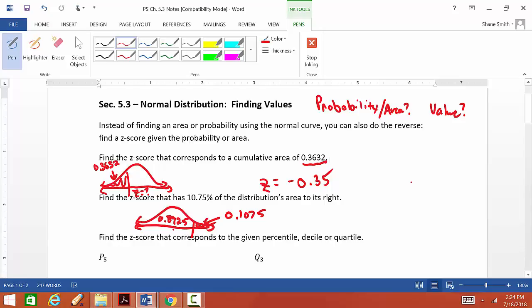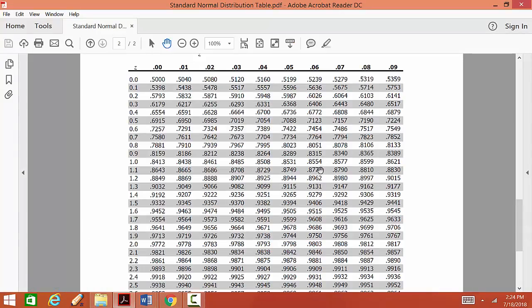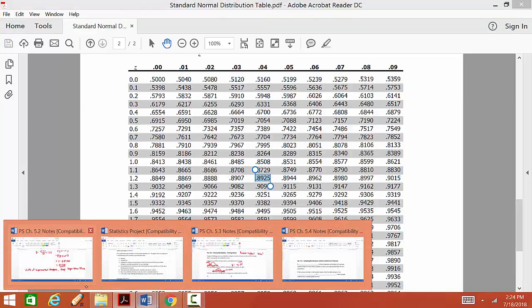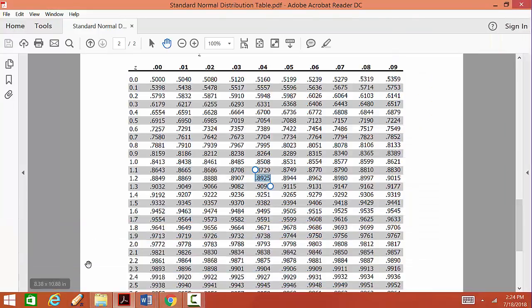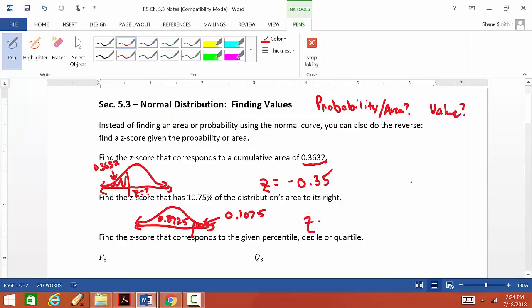So I found the area to the left first, and then I look up 0.8925, because that's 1 minus 0.1075. That gives me 1.24, because 0.8925 is right here. So that's 1.24. So my z-score is 1.24.